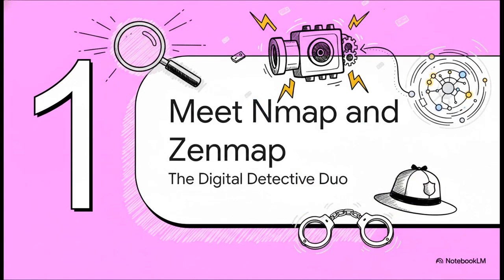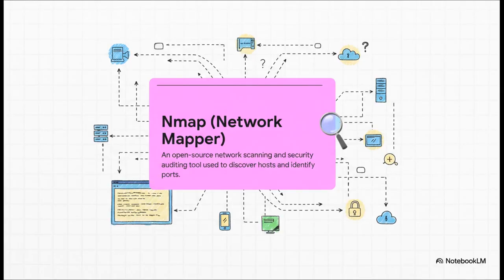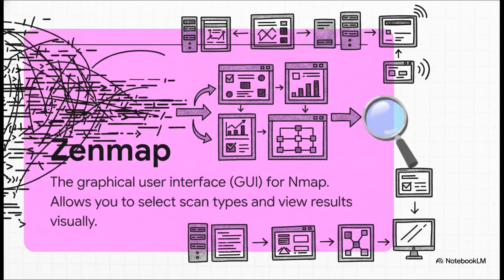Okay, so to do this kind of digital detective work, you need the right tools. And in the world of network scanning, there's this legendary pair that works together. One is the raw powerhouse, and the other is its visual sidekick. All right, first up, we have Nmap, which stands for Network Mapper. This thing is the absolute workhorse. It's a command line tool that's been the go-to for decades. It's what the pros use to find devices, check for open ports, and figure out exactly what services are running on them. But hey, let's be real, not everyone is a command line wizard, right? And sometimes you need to show your findings in a way that people can actually understand.